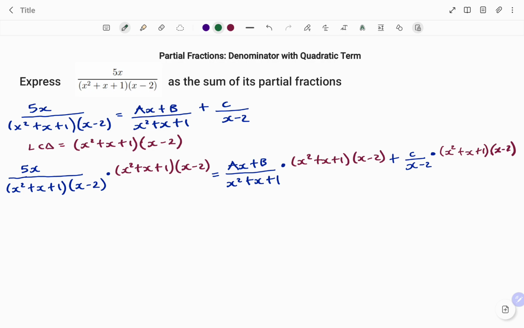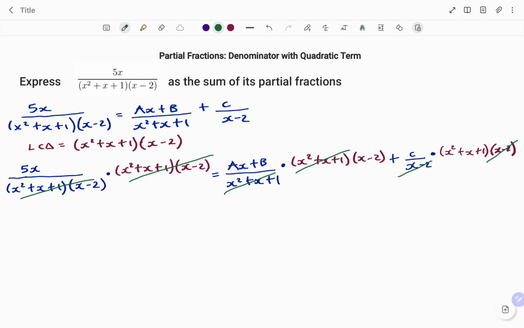The next step is to simplify by taking out the common factors from the numerator and the denominator. On my left hand side, I have the denominator cancelling the LCD, that's divided by itself will give you 1. On my right hand side, I have x squared plus x plus 1 taking out x squared plus x plus 1. If you divide, that will give you 1. We are left with x minus 2. And the last term, x minus 2 divided by x minus 2.